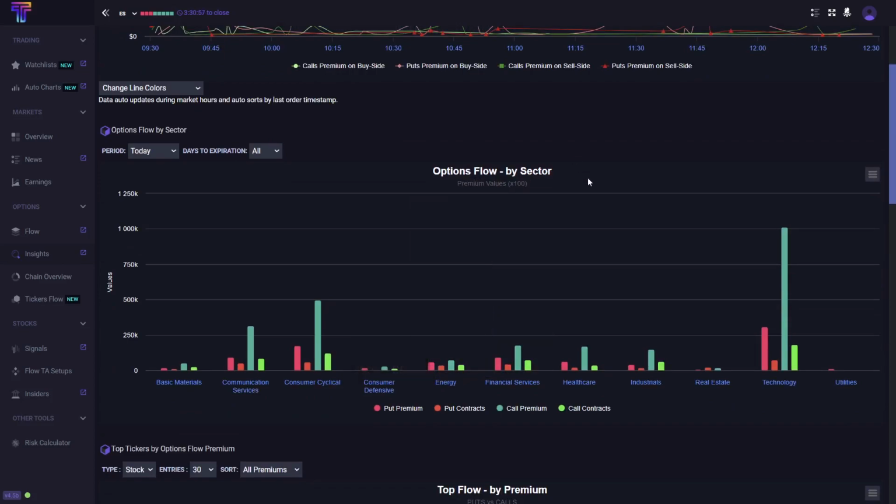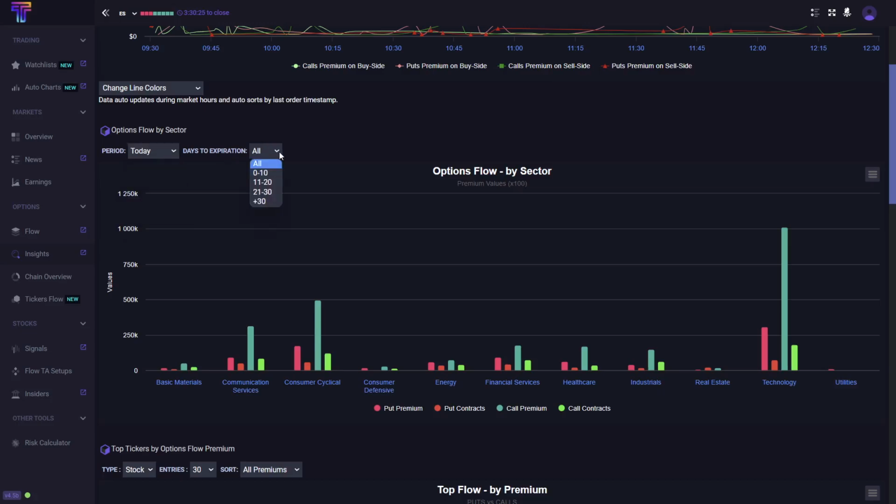Next, we have our options flow by sector. What this does, it gives you a 30,000 foot view of where money is getting thrown into the market, divided into each sector which is listed below. We list the put premium, the put contracts, the call premium, and the call contracts. So whenever you see a lot of call premium and call contracts, you tend to know that people are putting money in that sector. You can filter from today, yesterday, this week, last week, this month, and last month.